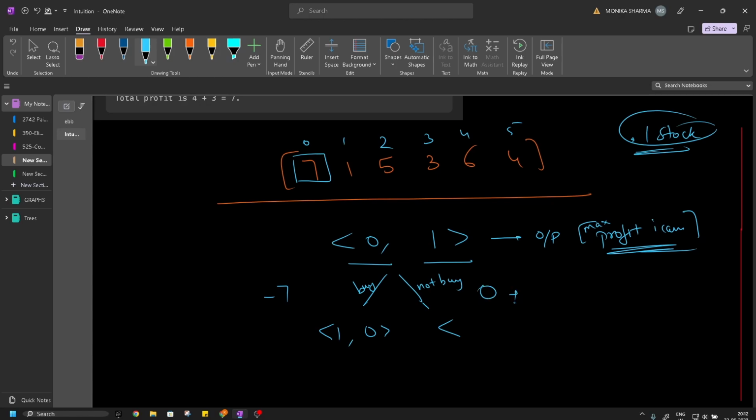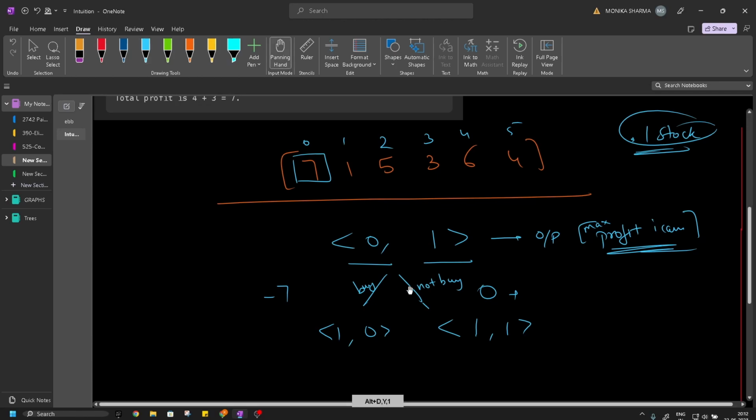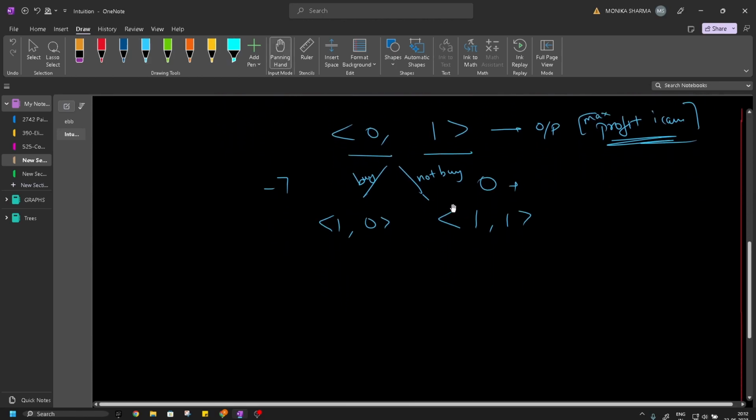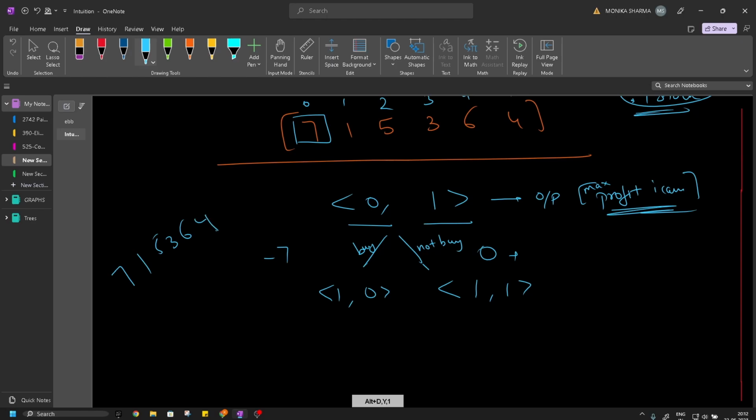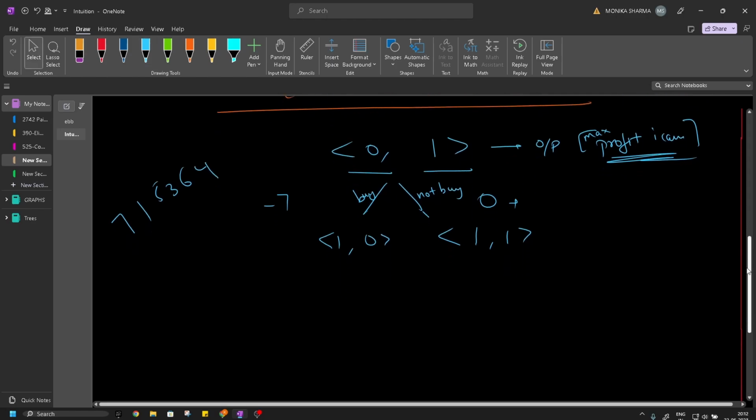We didn't spend anything, we didn't sell anything, we're at zero money, no loss, no gain, and we'll be at the next index and we can still buy a stock. Make sense? Obviously we can still buy, because we didn't buy the last time. I'll just write the array below as well for convenience: 7 1 5 3 6 4. So we can still buy a stock here. 1 means we can buy a stock, 0 means we cannot buy a stock.